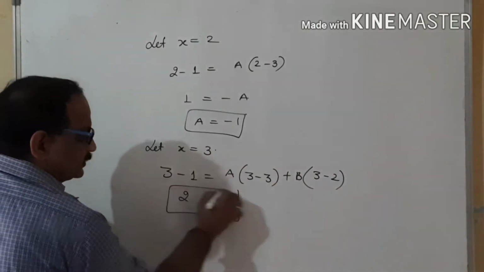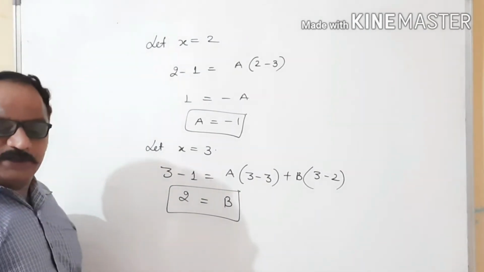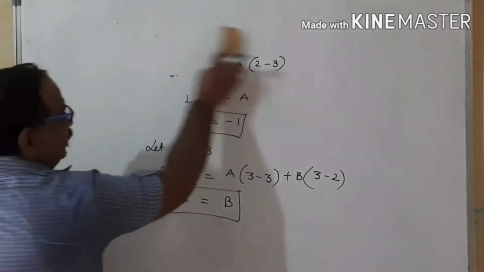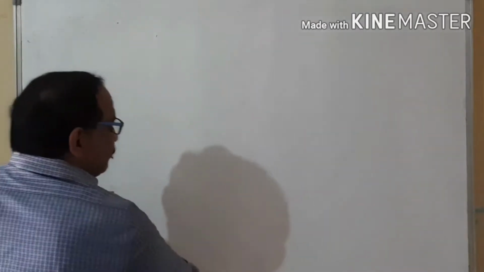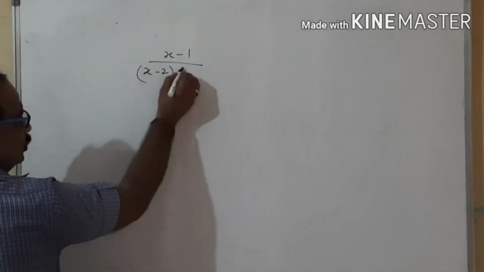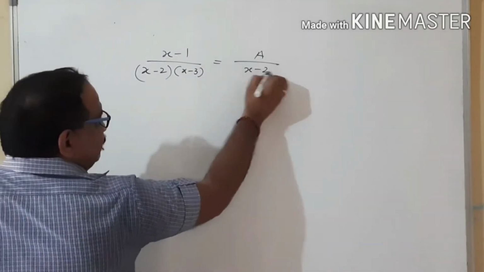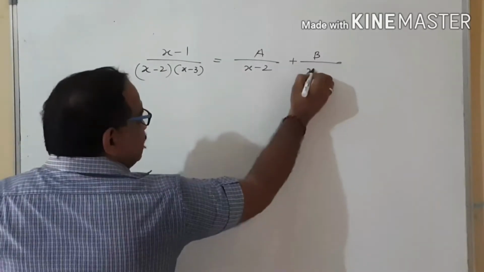So we have the result b equals 2. Now both the results are with us, and we are able to integrate our portion. So finally, we have the expression (x minus 1) upon (x minus 2)(x minus 3), that equals to what? A upon x minus 2 and b upon x minus 3.